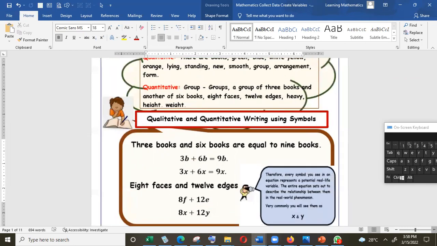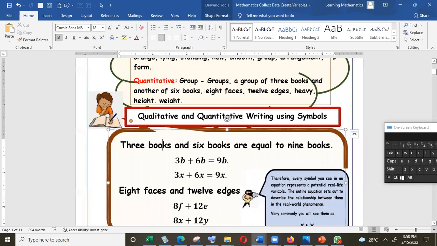Okay, so whenever you see x, it is an unknown number of what? It could be an unknown number of books. It could be an unknown number of tables. It could be an unknown number of trees. It could be an unknown number of persons. So always bear that in mind.